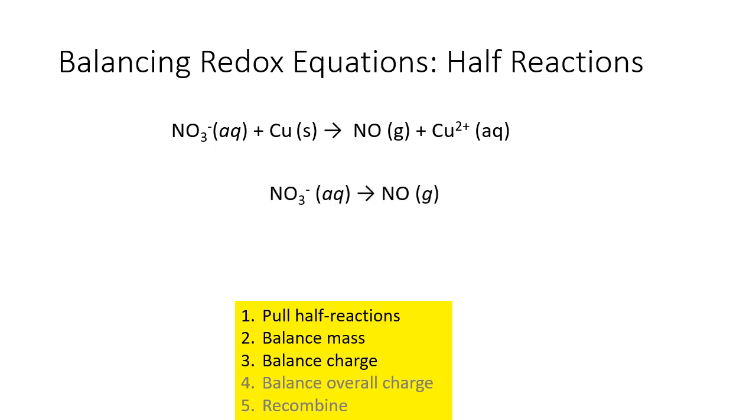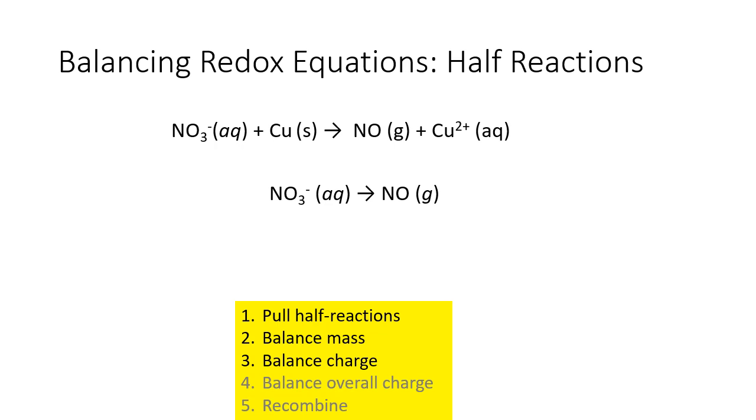Now we balance for mass. In this case, we have 3 oxygen atoms on the reactant side, right there, and 1 on the product side. So we need 2 more oxygen atoms on the product side. But where are they going to come from? This is an aqueous solution. It's in water, so we can get it from water.